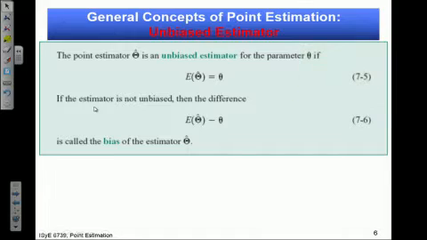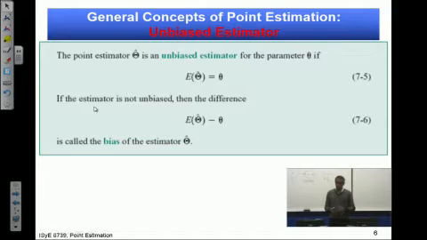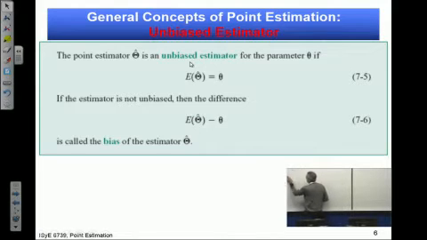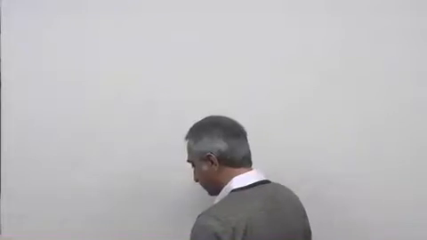Okay, so let's start with the properties and criteria using which we evaluate a point estimator. Okay. So the first criterion is bias. We call a point estimator like theta hat an unbiased estimator if this condition holds. Let me tell you what bias means.